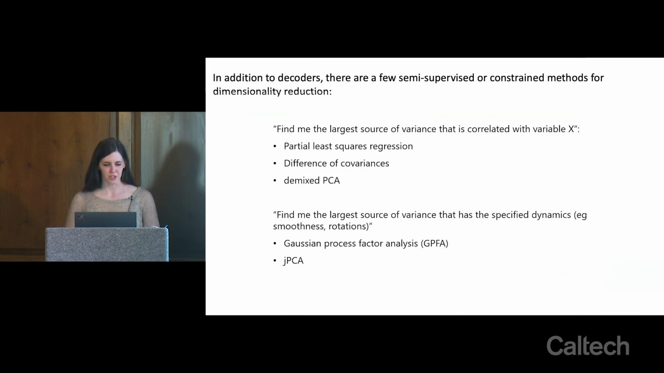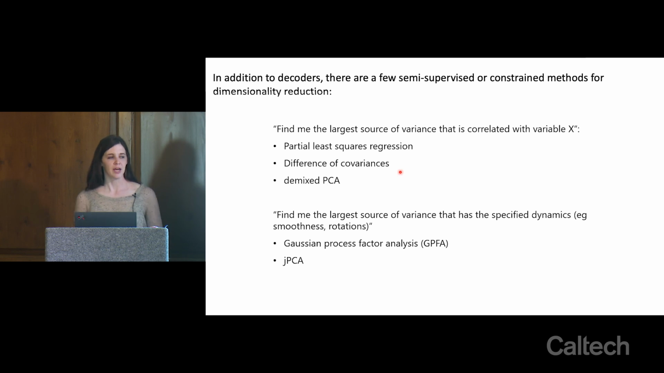So that's pretty much it. I wanted to also point to a couple methods to use if you're still not happy with what unsupervised dimensionality reduction is doing for you. There are some semi-supervised methods where you're finding sources of variance that are correlated with other signals in your data set, like partial least squares. There's a method called demixed PCA, which is trying to find principal components that are correlated with different parameters of a task. Difference of covariances is a method you can use if you have 2 conditions and you want to find the components of neural activity that are most correlated with one or the other.